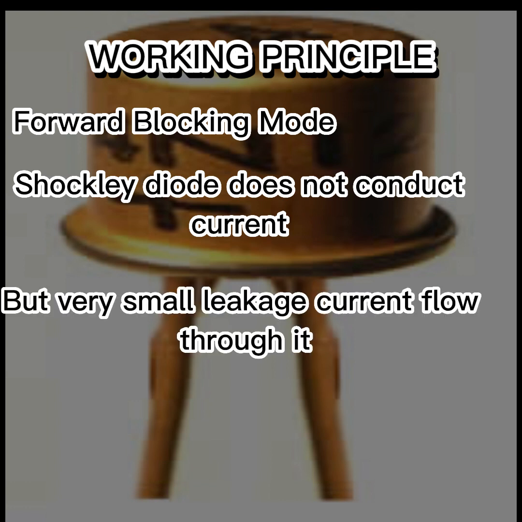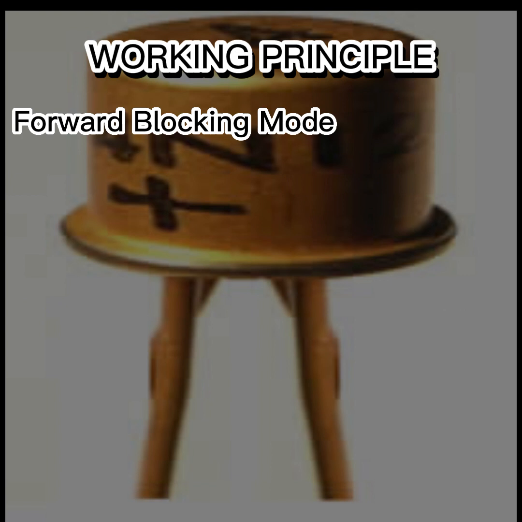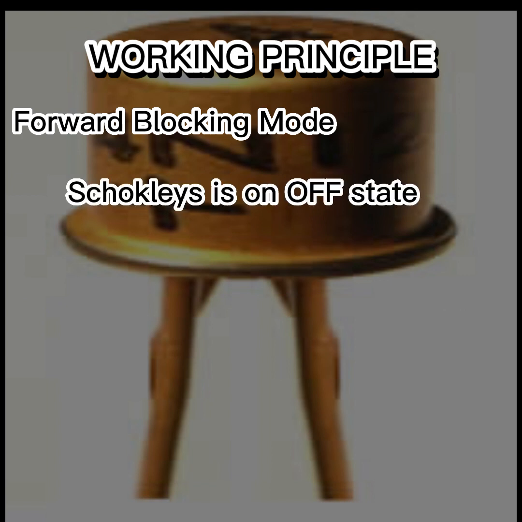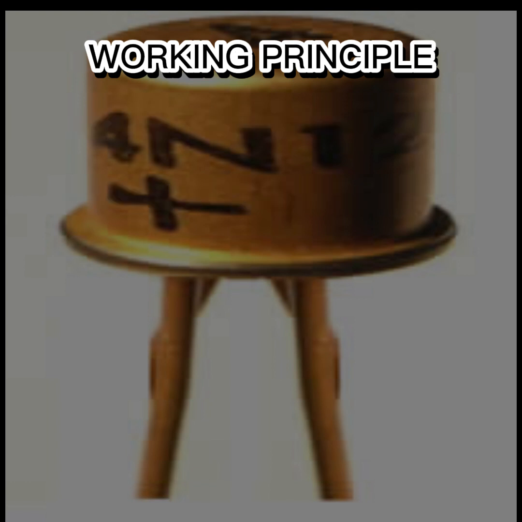However, a very small leakage current flows through it, called forward leakage current, which is dependent on the temperature. This mode is called forward blocking mode. In forward blocking mode, the Shockley diode is in off state offering high impedance. Therefore, the diode acts as an open switch in this mode.